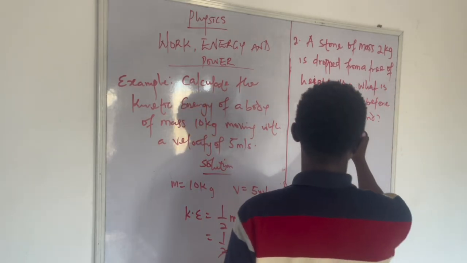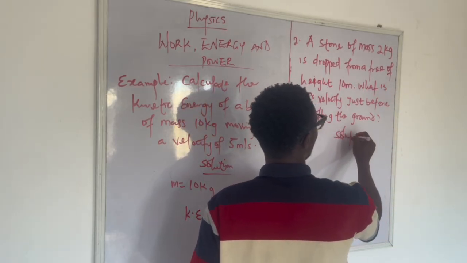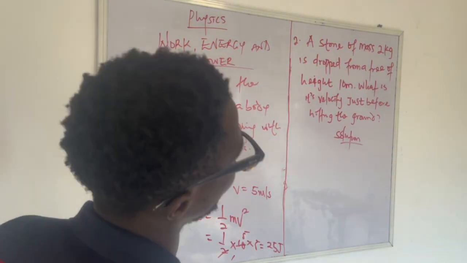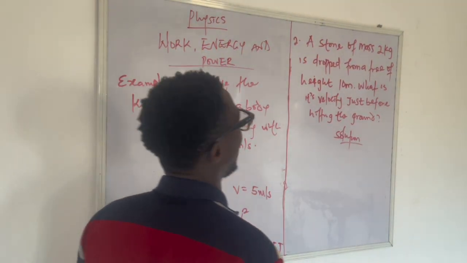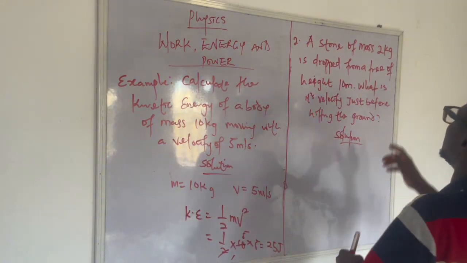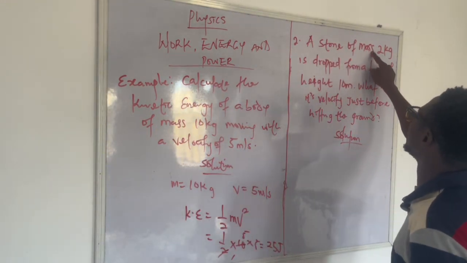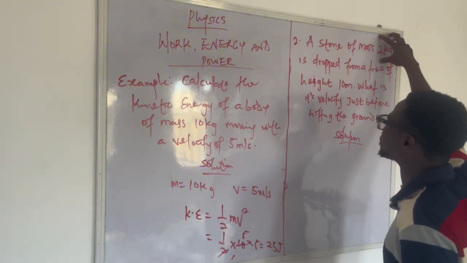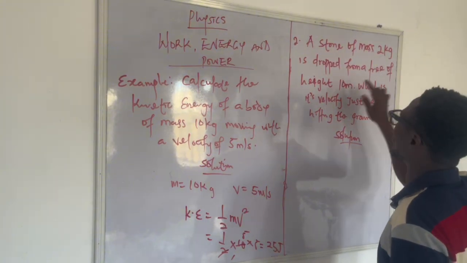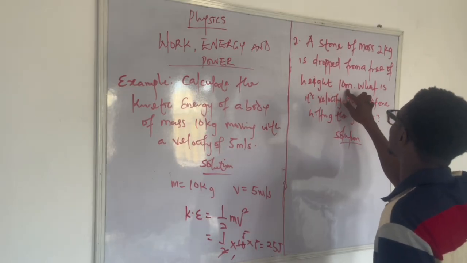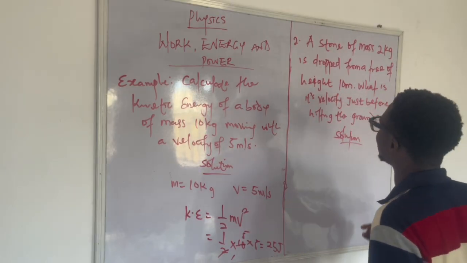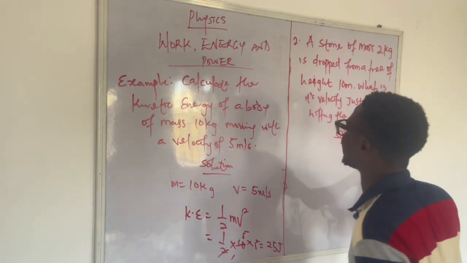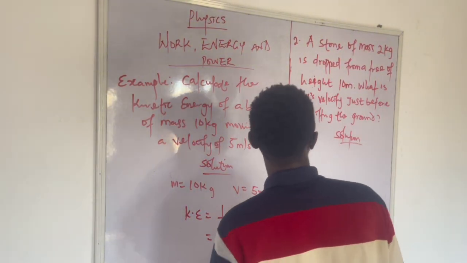So now, solution. This is typically the law of conservation of energy, because we are talking about a stone of mass 2 kg. This is at a position. It is dropped from a tree of height 10 meters. So what is its velocity, which means that potential energy would be equals to what? Kinetic energy just before it hits the ground.